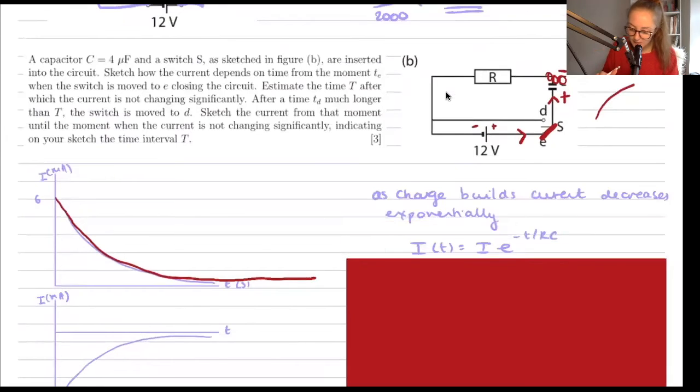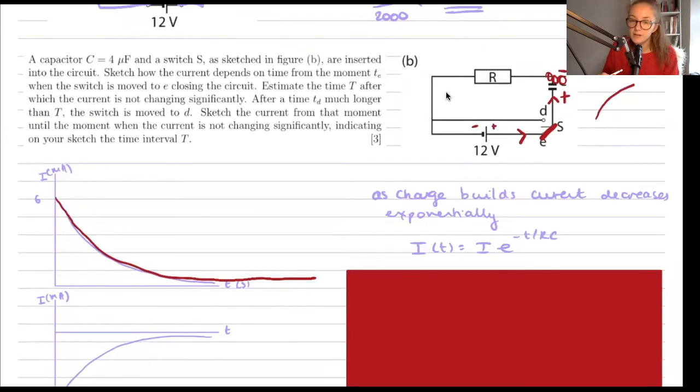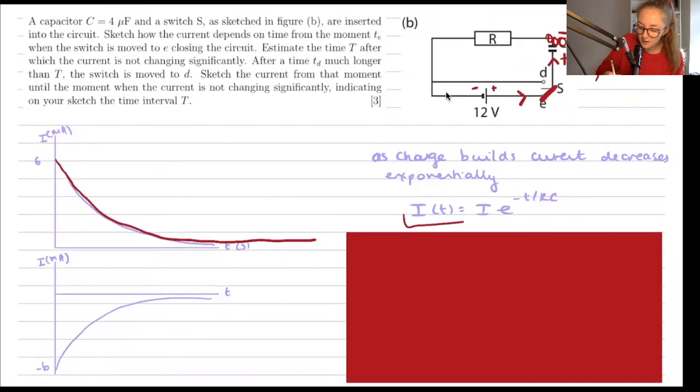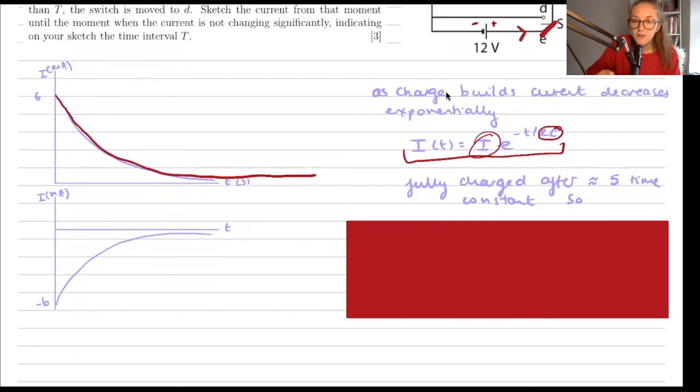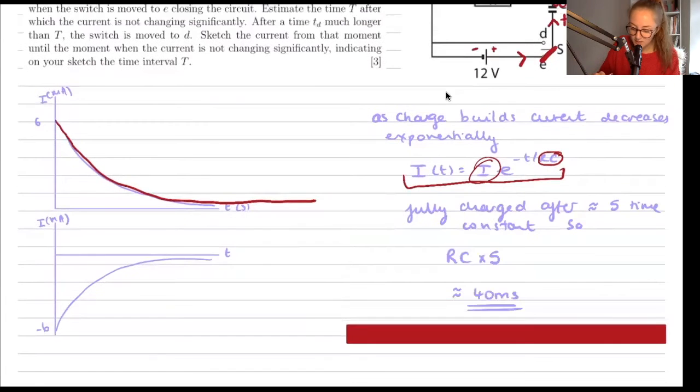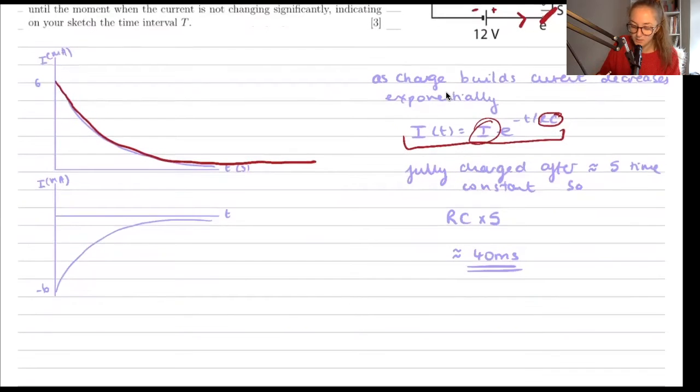And our time constant we can find from how we define our sketch. So our current is changing with time such that it is your initial current, so in our case 6 milliamps, multiplied by e to the minus t over RC, and RC is what we call a time constant. So after 5 of those, charging is no longer significant, and our current will drop to an insignificant level. And 5 time constants was 40 milliseconds.